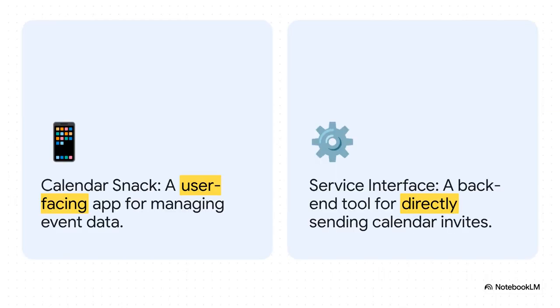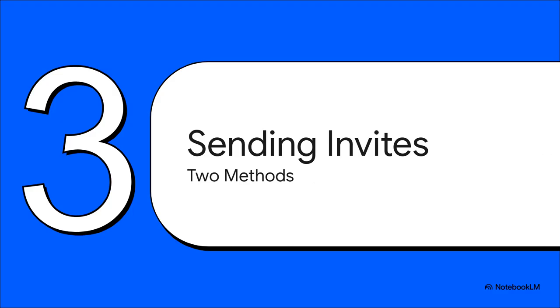And what's really cool here is how flexible it is. The demo shows two totally different tools that plug into that same powerful engine. On one hand, you've got a user-friendly app called Calendar Snack for managing events, and on the other, there's a more direct service interface. They're used for different things, but they're both drawing their power from the exact same centralized event data.